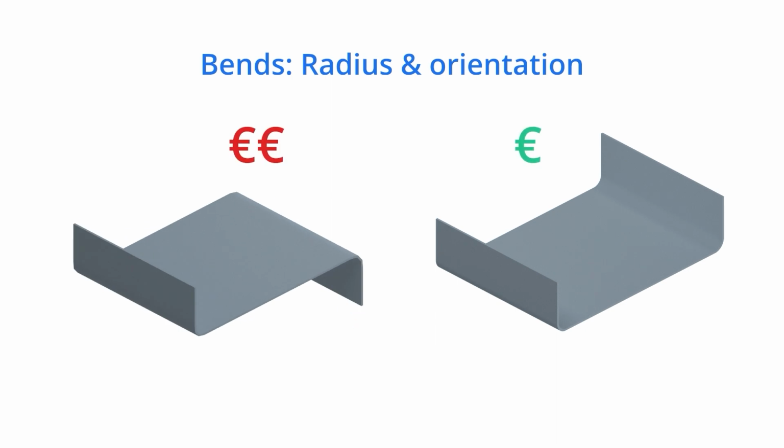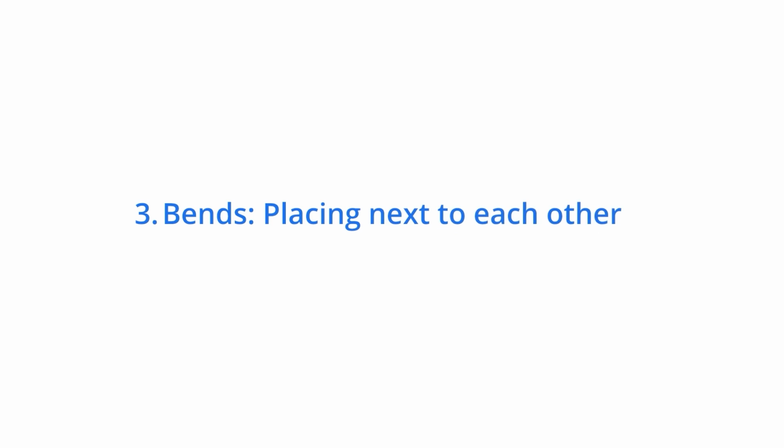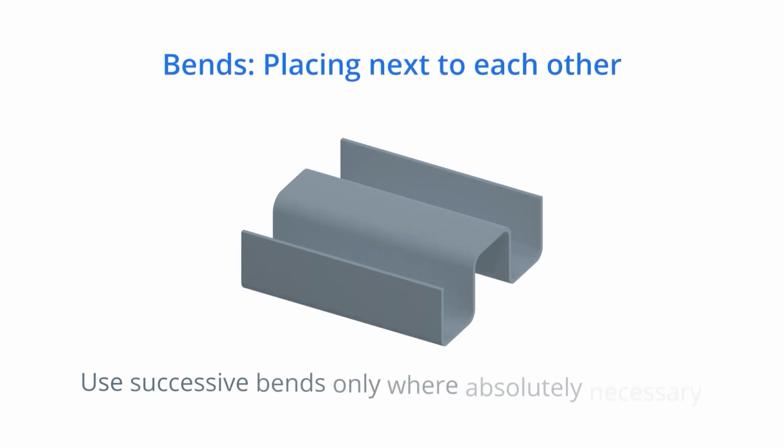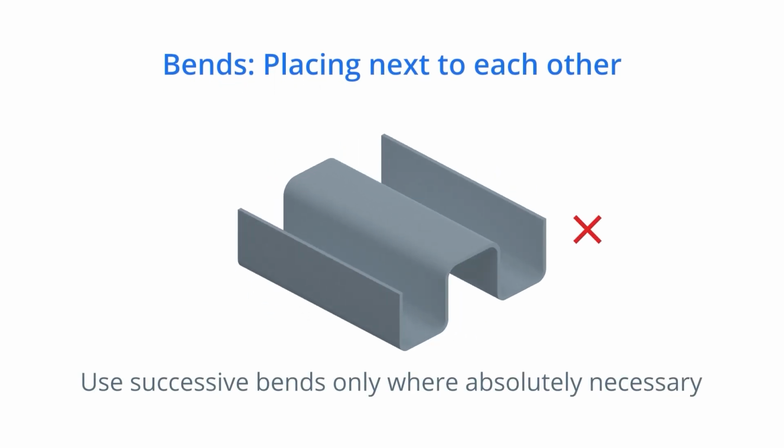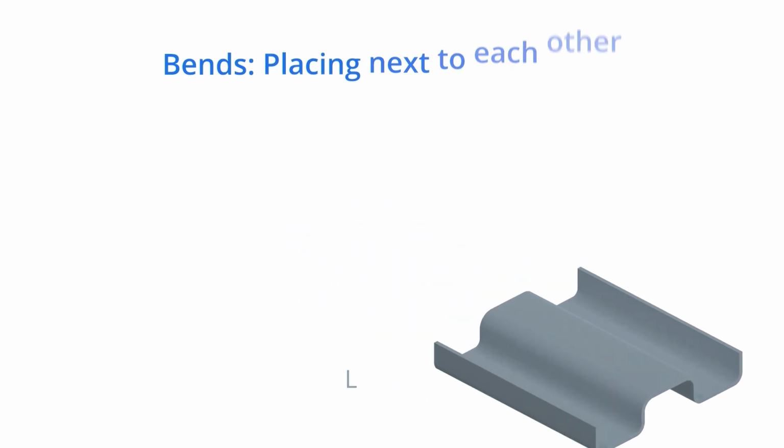Keeping bends in the same plane in one direction also helps to save time and money by preventing part reorientation, especially for parts with complex bending. Bends. Placing bends next to each other. You should avoid successive bends except when absolutely necessary. A common problem for successive bends is the difficulty of fitting the bent parts on the die. However, when unavoidable, the intermediate part should be longer than the flanges.